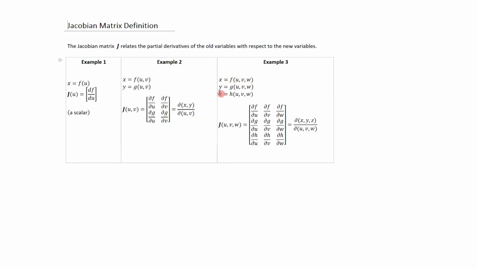Thirdly, we could have three variables, x, y, and z, each being a function of u, v, and w, which are the new variables. To create a Jacobian matrix, we take the partial derivatives of f with respect to u, v, and w, which constitutes the first row of a 3 by 3 matrix. Similarly, we do the same with the function g to produce the second row. The final row would be the partial derivatives of h with respect to u, v, and w. Of course, we can write it this way or this way. In any case, this would be a 3 by 3 Jacobian matrix.